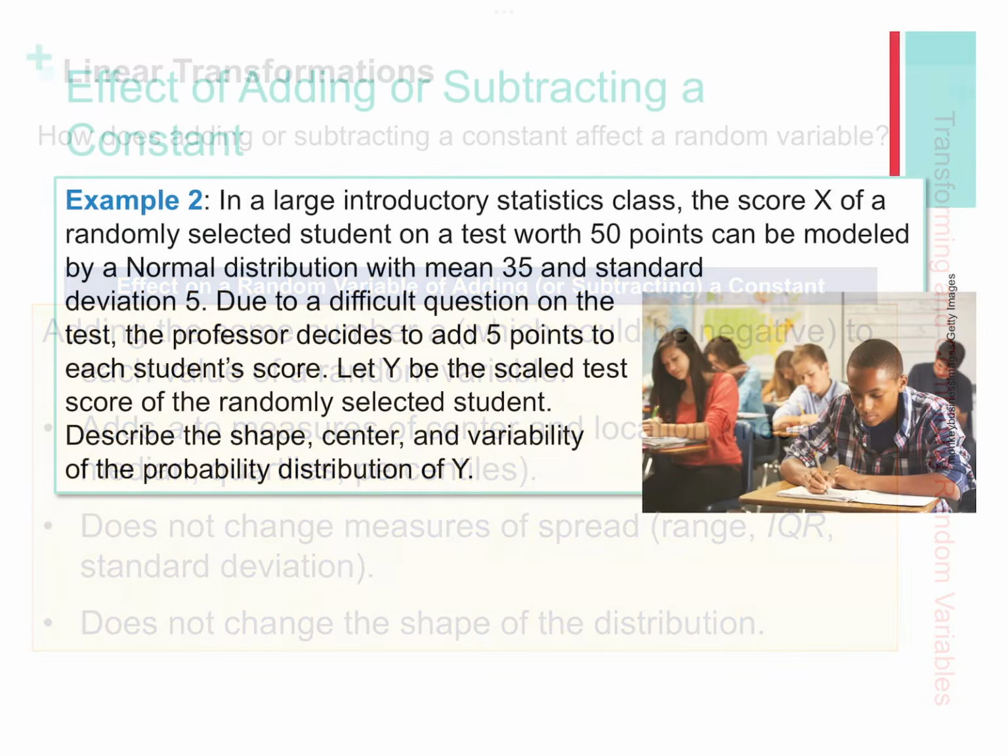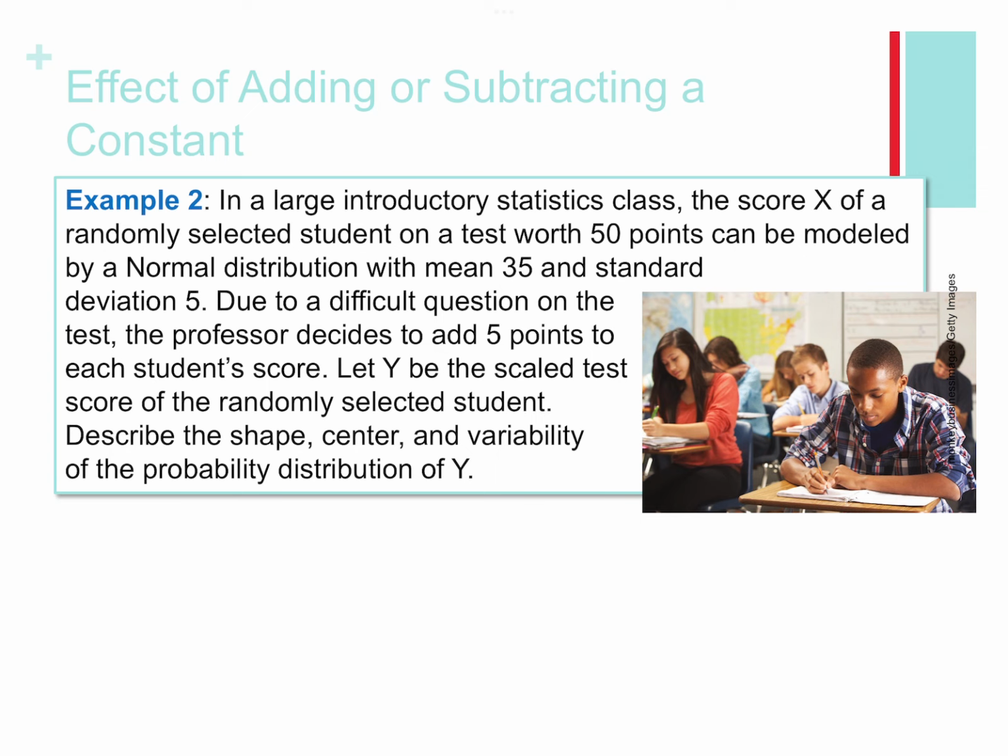Okay? So for an example, if we have a large stats class, the score, a random variable x, is going to be a randomly selected student on a test worth 50 points. And it's going to be modeled. It's telling us it's normal.